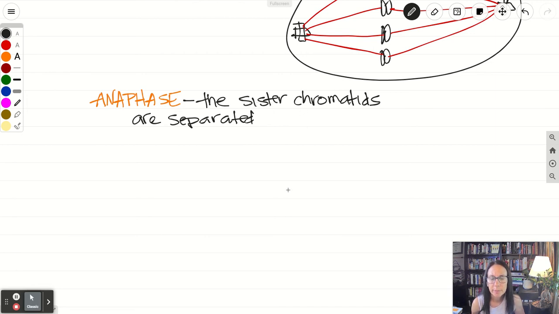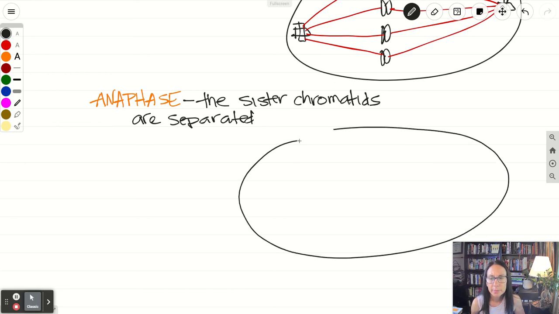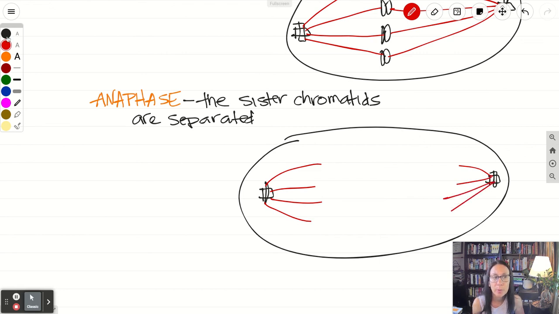Okay, let me draw our cell again. So here's our cell. We have our centrosome. Here's our centrosome. Sorry, that's supposed to be 2 barrels. And so now we have these spindle fibers that are contracting. And then what happens is the 2 sister chromatids are pulled apart from each other. So here's number 1, number 1, number 2, number 2, number 1, number 1, number 2, number 2. Okay? And so that's what anaphase looks like. You could see the chromosomes being pulled apart.